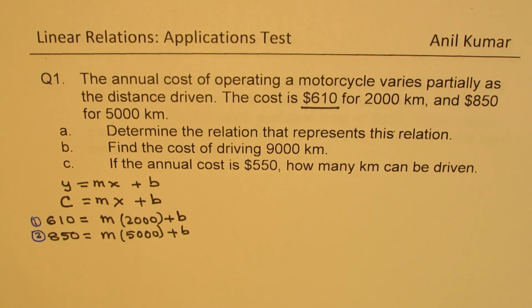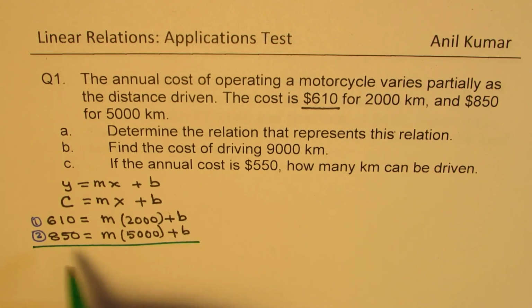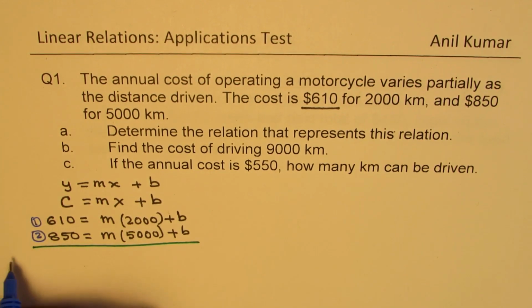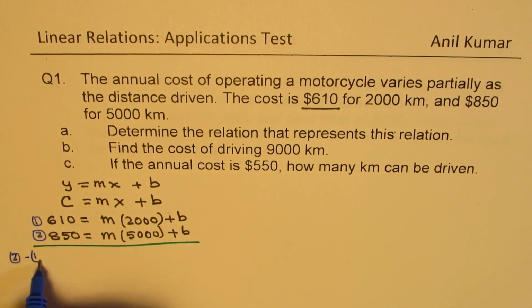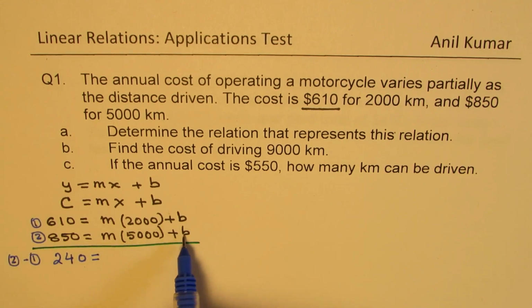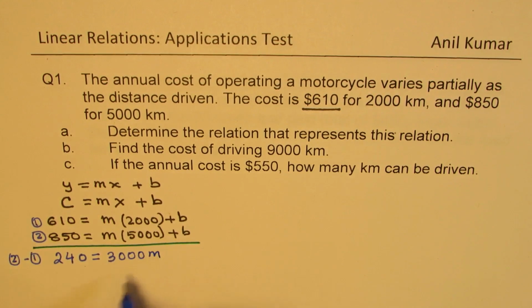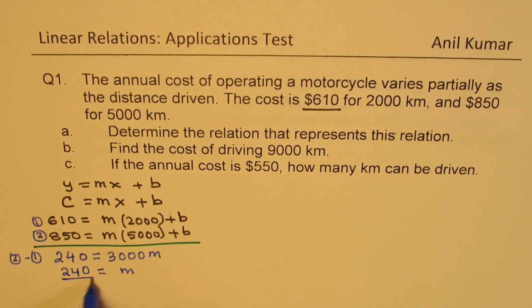And now, if I subtract one from the other, right? So let's do equation 2 minus equation 1. What do you get? You get 850 minus 610, which is 240, equal to, b and b cancel, 5,000 m minus 2,000 m, which is 3,000 m. So the slope m is equal to 240 over 3,000.